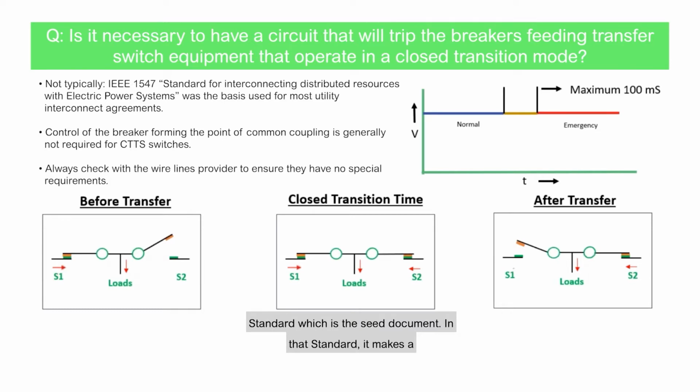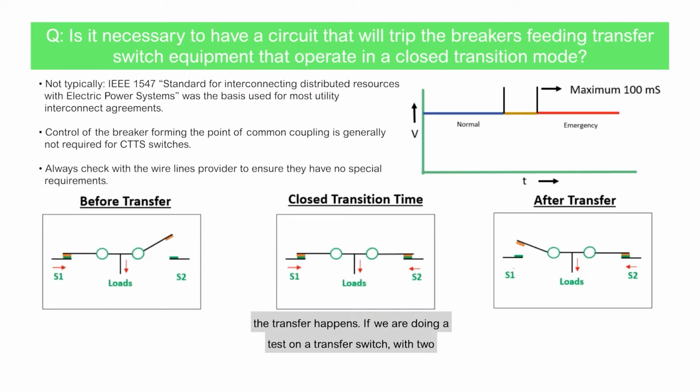In that standard, it makes a differentiation between an embedded generator that will be connected for more than 100 milliseconds and those that will be confined to a maximum interconnection of 100 milliseconds or less. For today's purposes, we are going to be discussing closed transition mode operation, which we will confine to be a transfer of 100 milliseconds maximum or less. We're going to look at this from the standpoint of being connected to source 1, before the transfer happens.